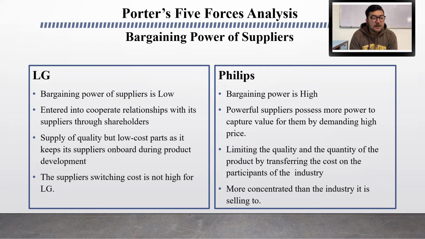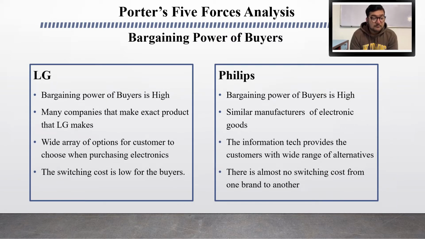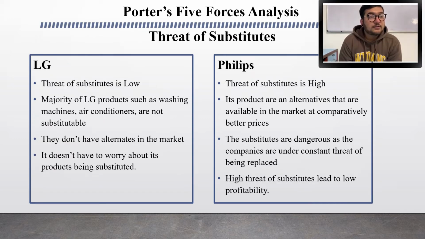Talking about the bargaining power of suppliers, the bargaining power of suppliers is low in LG, whereas the bargaining power of suppliers is high in Philips. Talking about the bargaining power of buyers, the bargaining power of buyers is high in both LG and Philips. The threat of substitutes is low in LG, which doesn't have to worry about the product being substituted, whereas the threat of substitutes is high in Philips, which leads to low profitability.